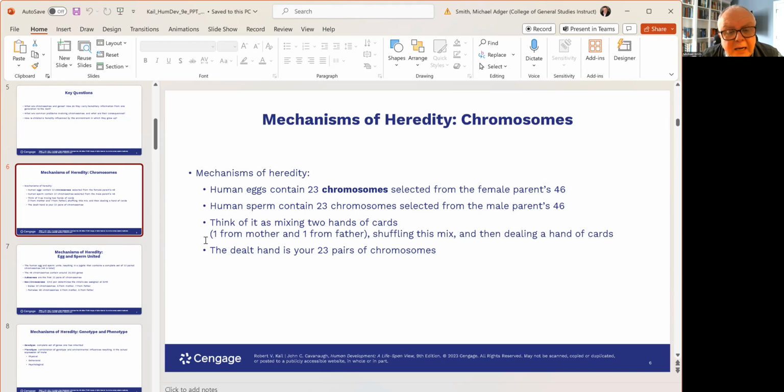So the human egg contains 23 chromosomes selected from the female parent, and the human sperm contains 23 chromosomes selected from the male parent, making 46. So it's kind of a roulette wheel, if you will, as to what you get from your 2 parents. Think of it as mixing 2 hands of cards, one from the mother, one from the father, shuffling the mix and then dealing a hand of cards. And the dealt hand happens to be your 23 pairs of chromosomes. So those are going to be the things that are going to be carried into your next generation.